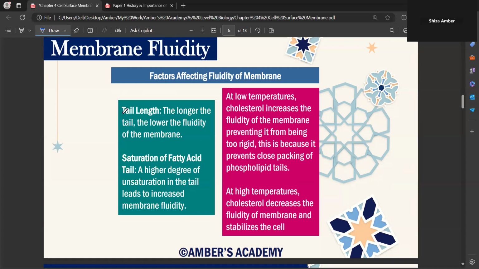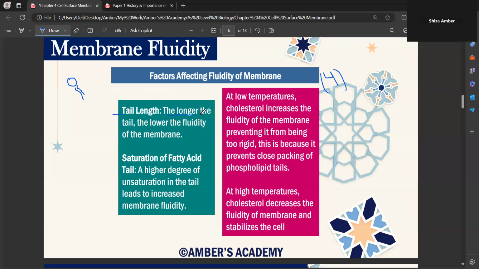So the first factor is tail length. These are very important. They can also come up for 4 marks, and they do come for 4 marks as well. Okay, so try to understand this. Tail length. We said that phospholipids have certain tails, like each phospholipid has two fatty acid tails, right? So this is the first factor which influences the fluidity of the membrane, which is tail length.